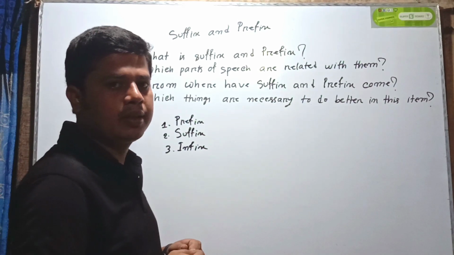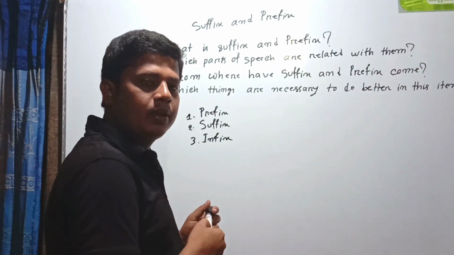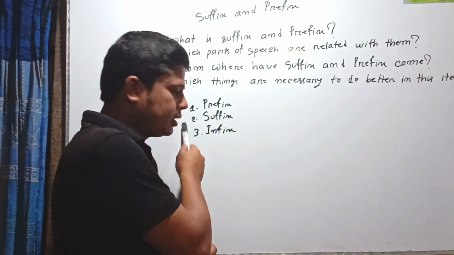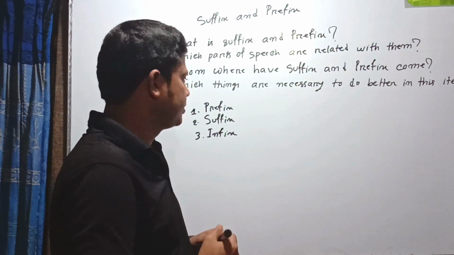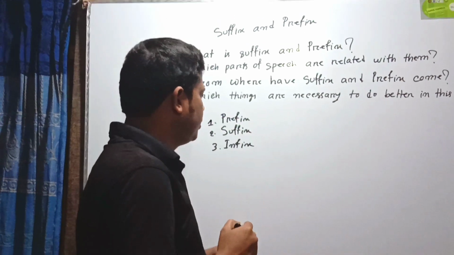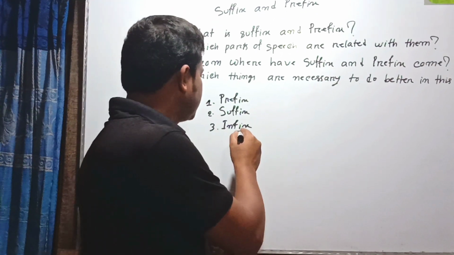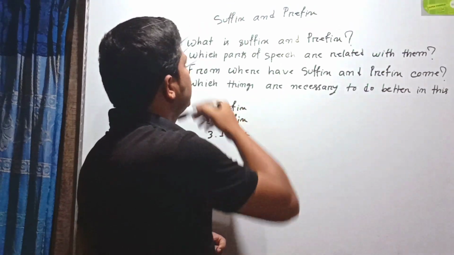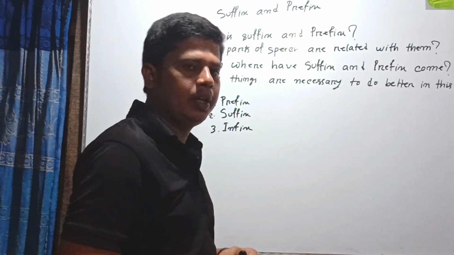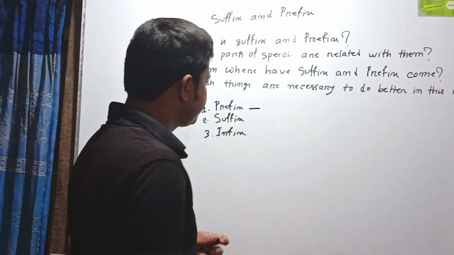Let's practice. Dear students, say with me. Affix is of three kinds. They are prefix, suffix, and infix. Now we will discuss these three, though infix is not so necessary and not so related to our topic's title, suffix and prefix. These two, prefix and suffix, are more important. Let's discuss prefix first.